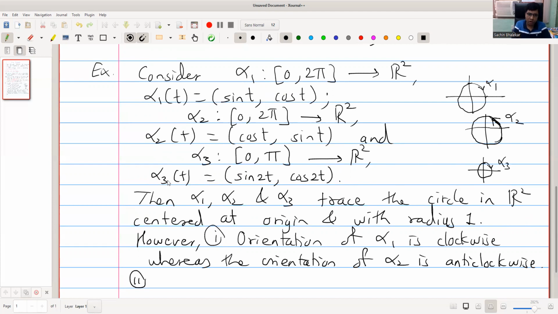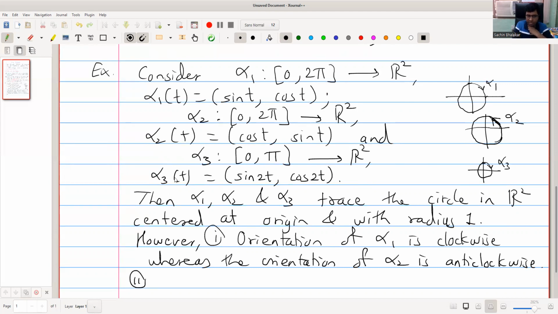However, the speed of alpha 3 is double as compared with alpha 1, because let us see. When we are at t equal to 0, we have the same point for alpha 1 and alpha 3, that is (0, 1). Here x is 0, y is 1, the same initial point. Now when we are at pi by 2, alpha 1 is at the point (1, 0), on the positive x-axis.